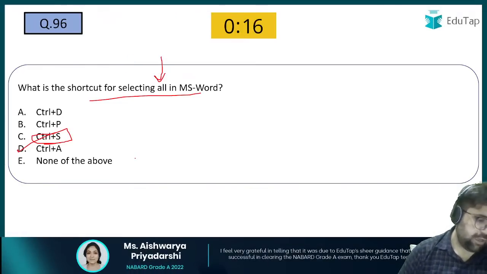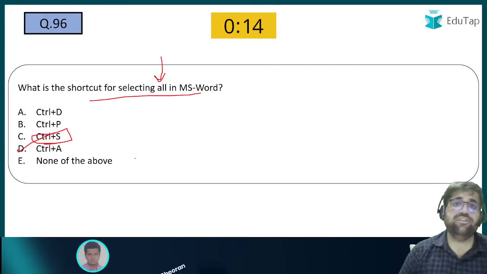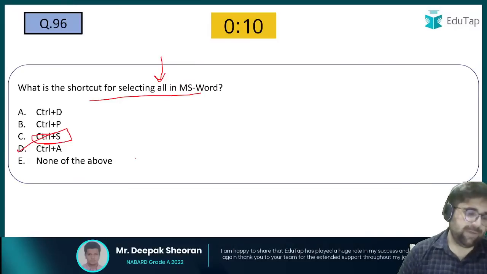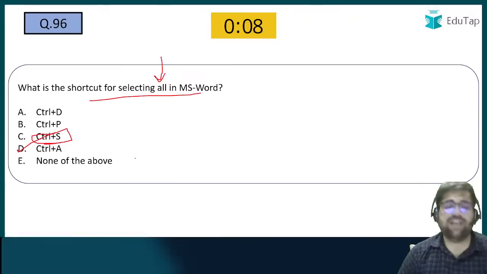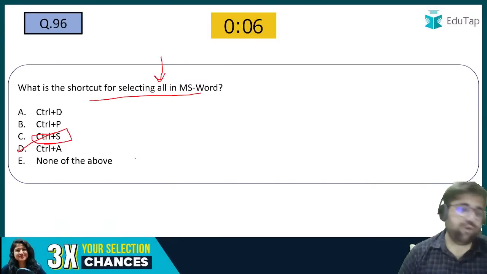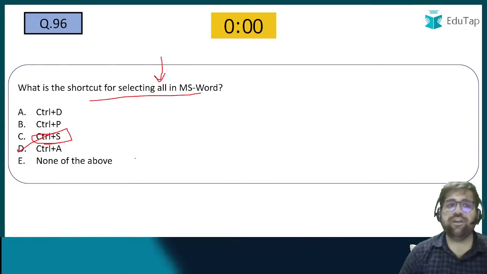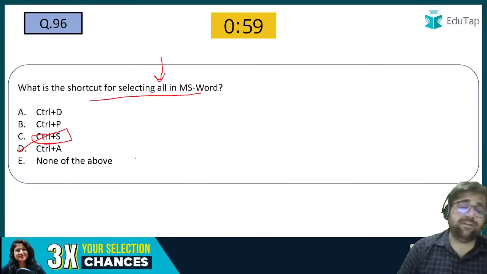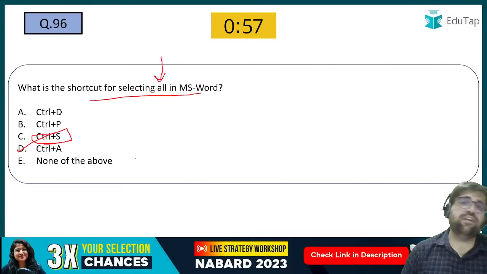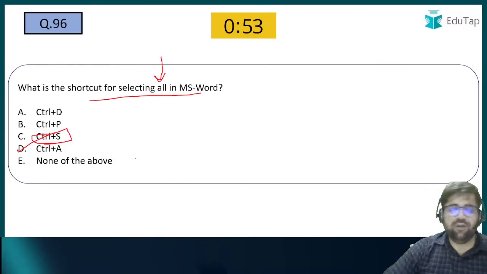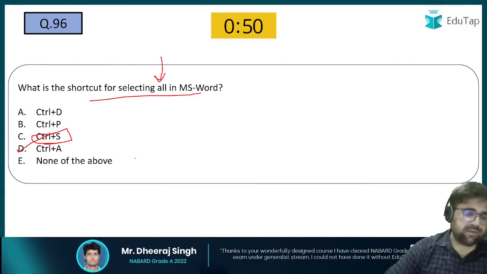I can see Aishwarya, Swati, Patil. They are not active, but they only reply once they know the answer. No problem, I will meet you in the next class. In that class, I will ask all of you to please be participative.